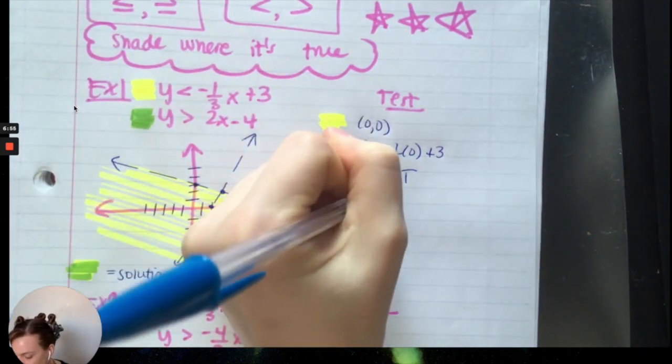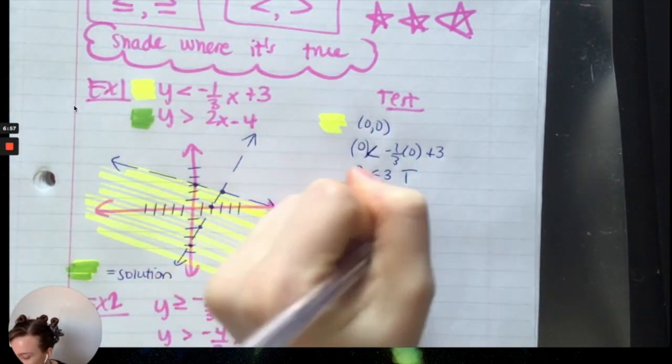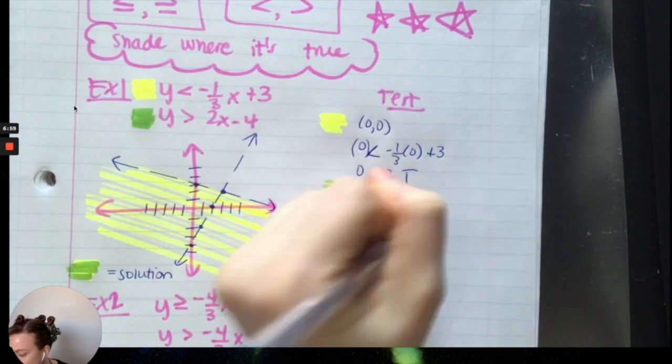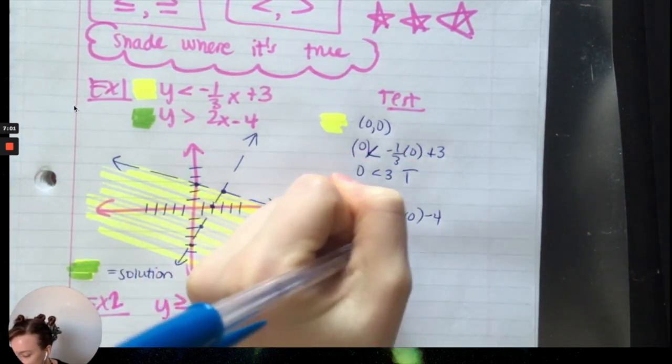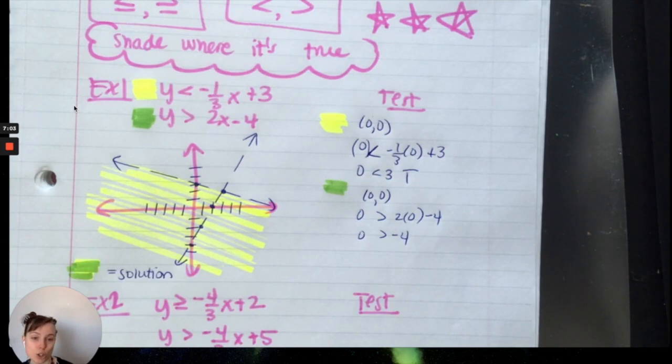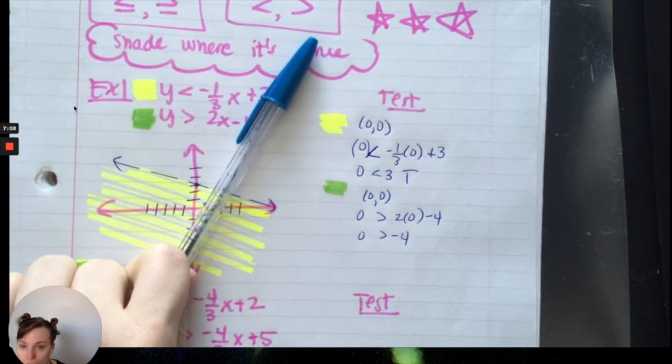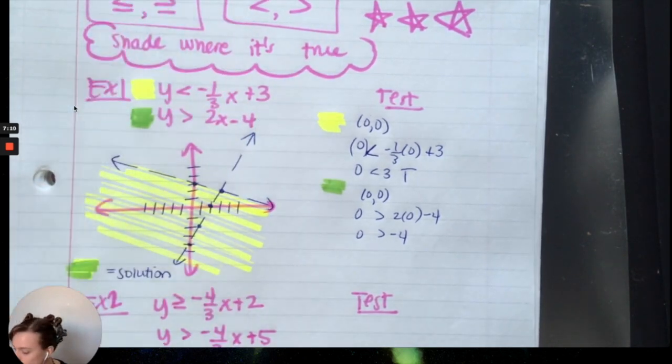And then for this line, 0, 0 is also not on it. So I'm going to have 0, 0. 0 is greater than 2 times 0 minus 4. 0 is greater than negative 4. That is true. 0 is larger than a negative value. So that means everything over here towards that 0, 0 is going to be shaded.